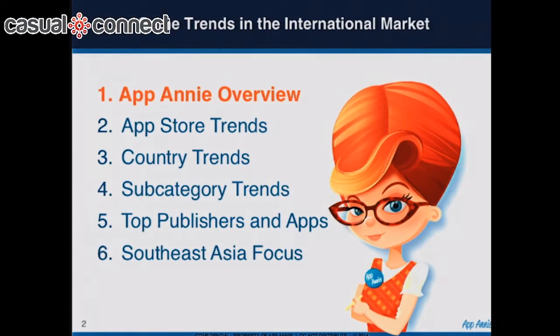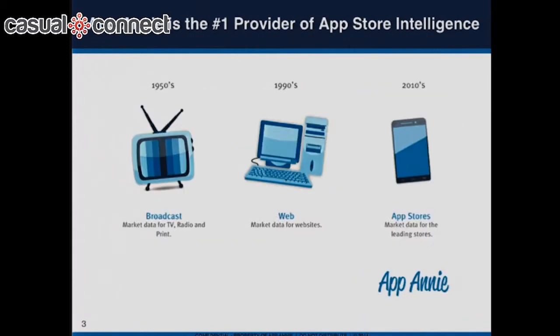Okay. So today we'll start with a quick introduction of App Annie and our products. Today App Annie is the global biggest provider of market data and analytics for the app stores. So we provide data not just on your own apps, but for the market in general. You can look at data on any app in the world, any country in the world.